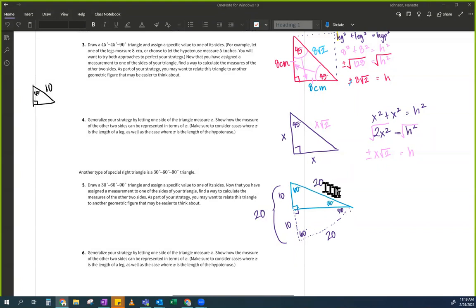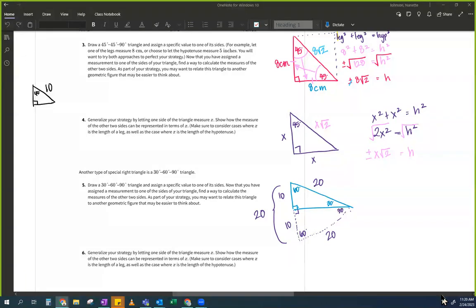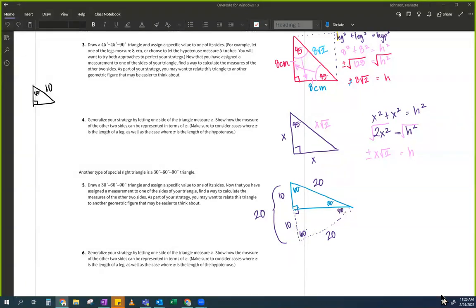If you don't know why this is 20, hey, why is this 20? Why does this have to be 20? Yeah, 10 plus 10 is 20. Good. Yes, because this was an equilateral or equiangular triangle, which means since all three angles of a triangle are congruent, then all sides of the triangle are congruent. Got it? I'm going to say it again. Because all three angles of the triangle are congruent, then all three sides of the triangle are congruent.